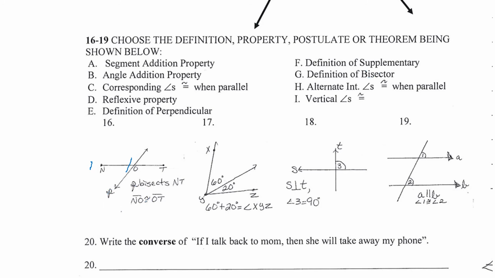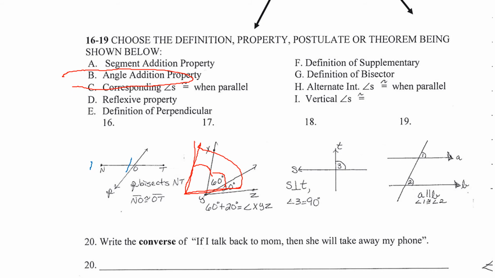All right, now this doesn't have a vocabulary, but let's look a little closer and see what it's doing. 60 plus 20 equals XYZ. XYZ. That's the whole thing, right? So we're saying a little angle plus a little angle equals a big angle. That sounds familiar. Angle addition. It should say postulate, but it says property. So it should say postulate. All right, angle addition postulate.